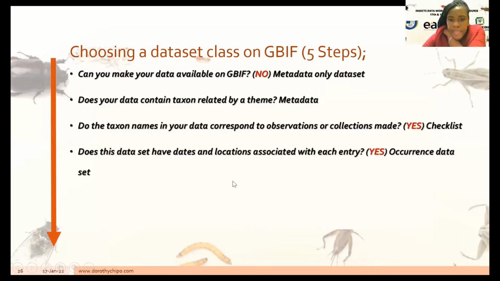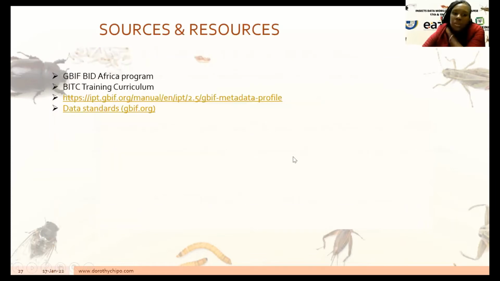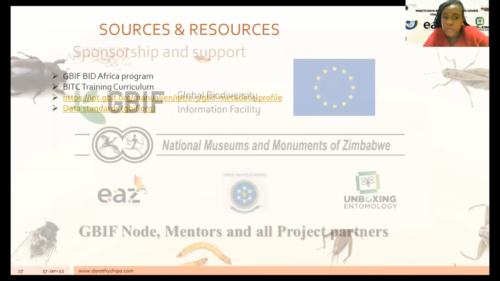And then if it goes further and has the dates and the locations associated with each of the entries, then it's now an occurrence data set because you've added location. Then if you go further and you even have the sampling protocol and the measurements that you made as you collected that data, then that's the sampling event data. So I'll avail these slides so that you can look through your data sets to see which set you can use.